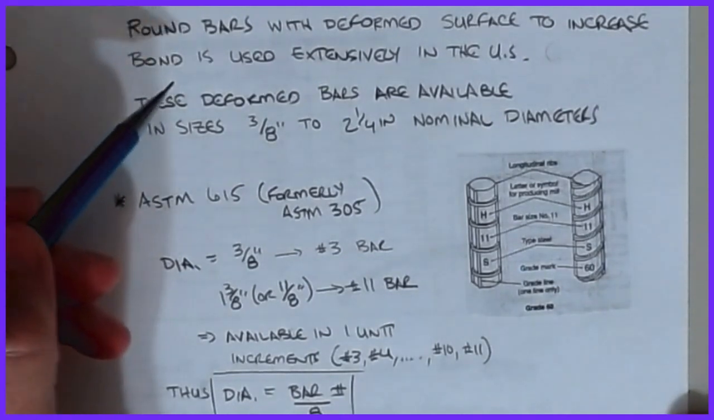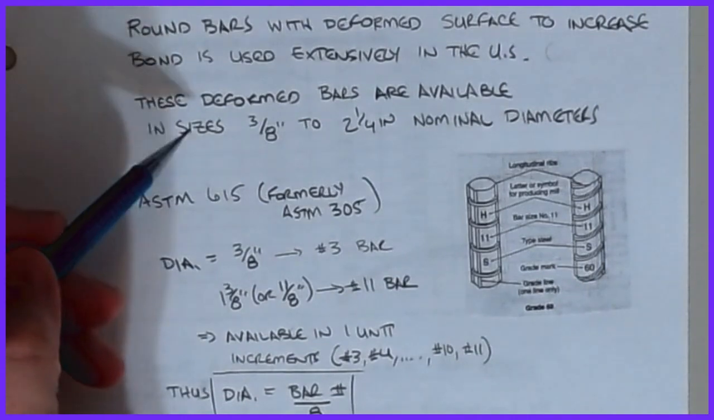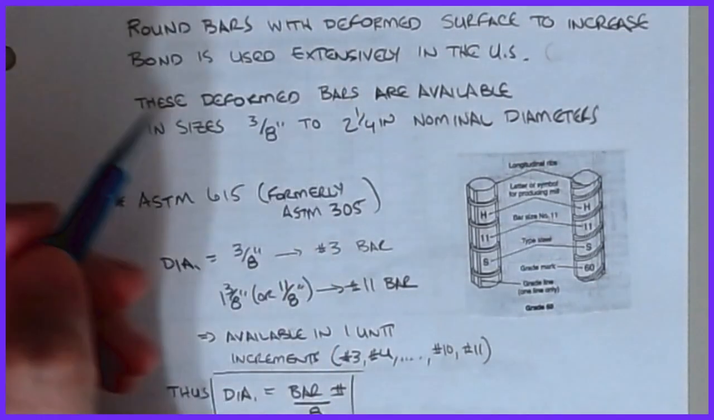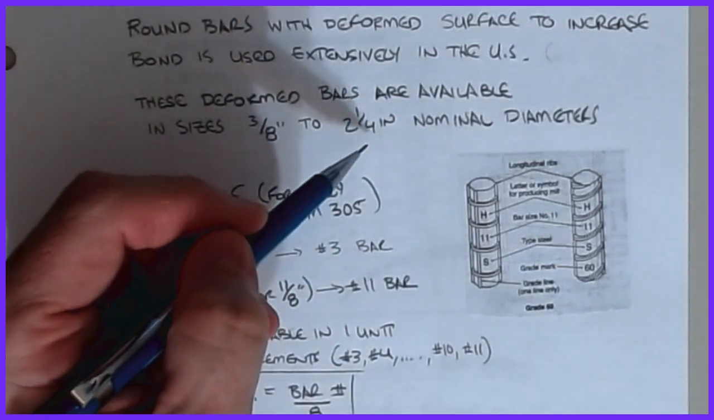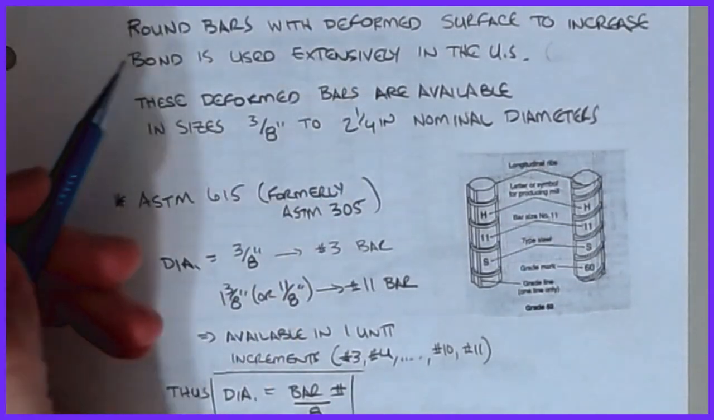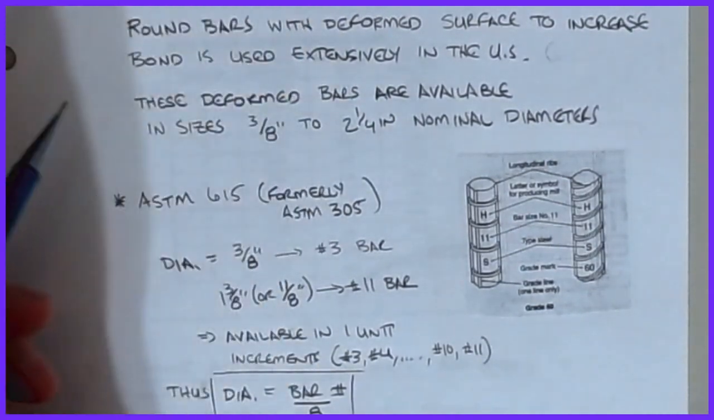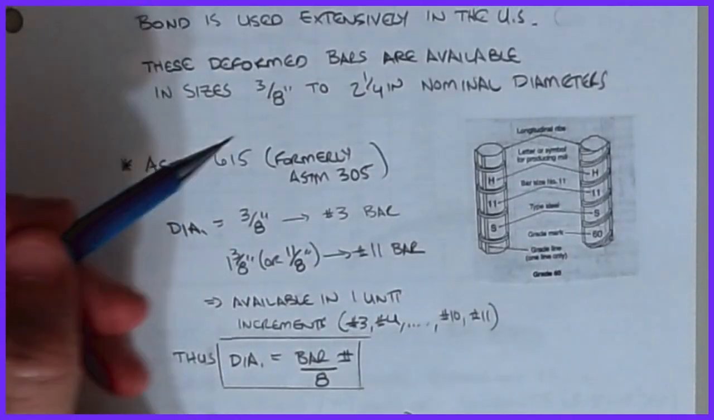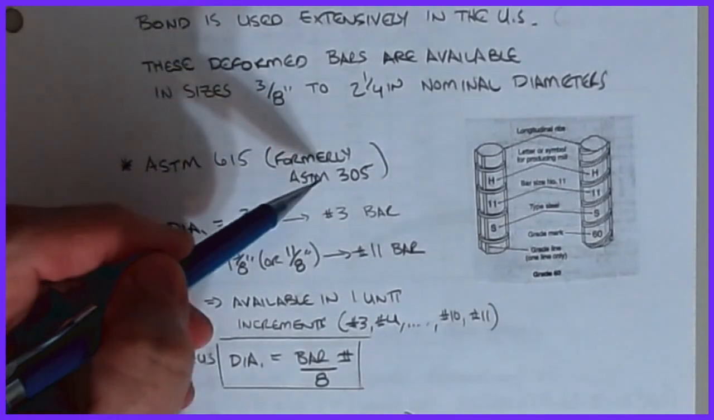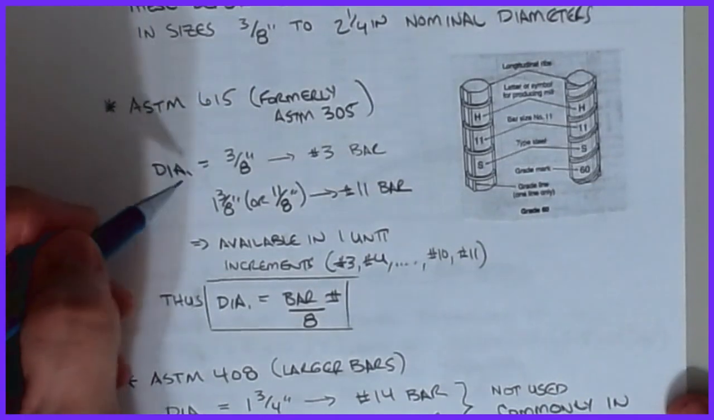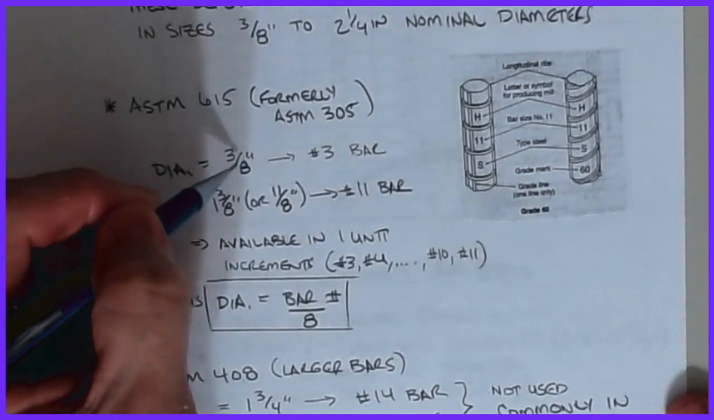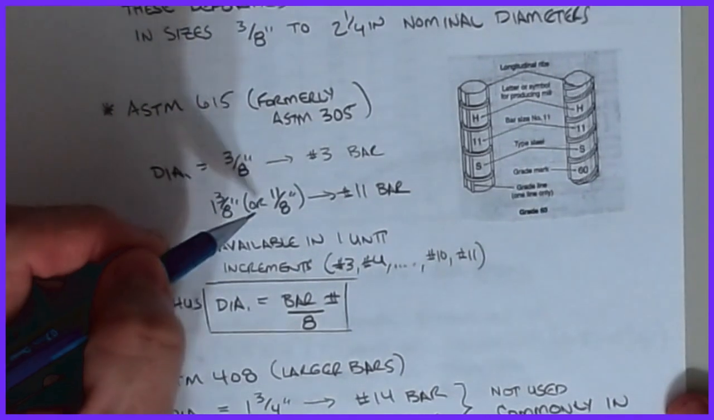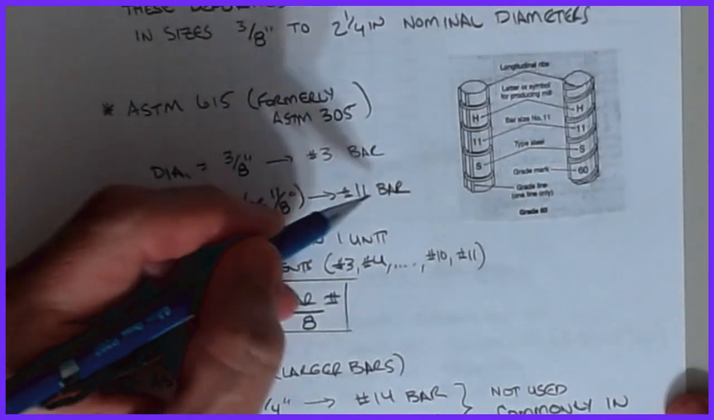Now, deformed bars are the most classic, and those will vary in size from 3/8 inch diameter up to about 2 1/4 inch. Again, this is a massive bar. This is like a number 18, and it's a huge piece of steel, and there are reasons why this isn't commonly used, but you can see the wide spread in the sizes of bars that can be used. Now, ASTM 615, which is the same spec that we just talked about, formerly ASTM A305, basically says that a 3/8 inch diameter bar is called a number 3, and a 1 3/8 inch diameter bar, or 11/8 inch, is called a number 11.